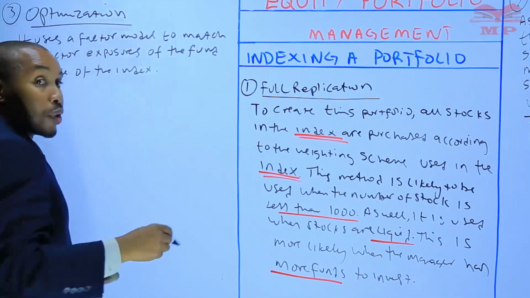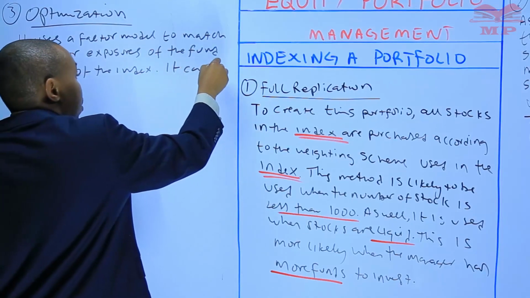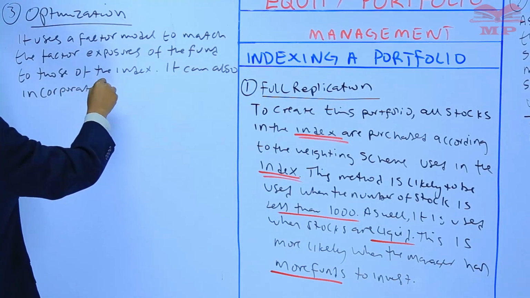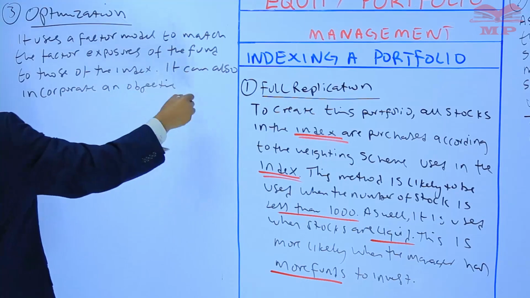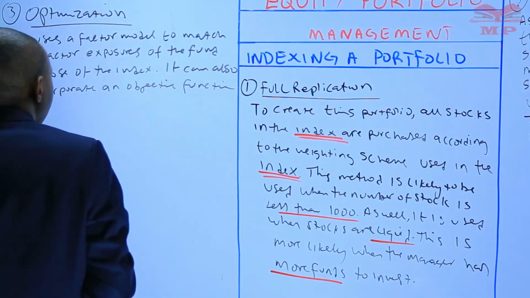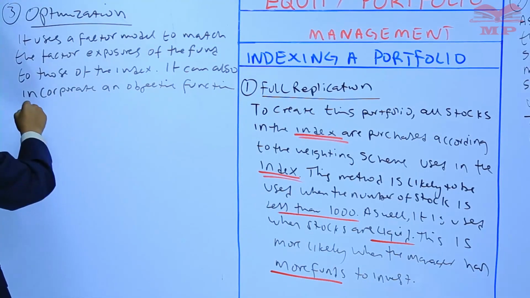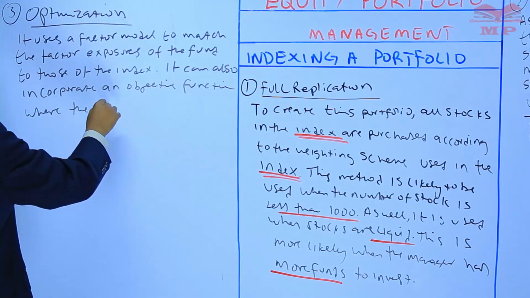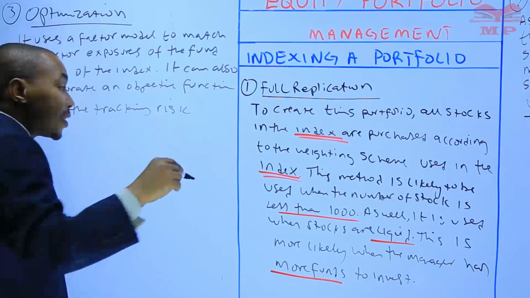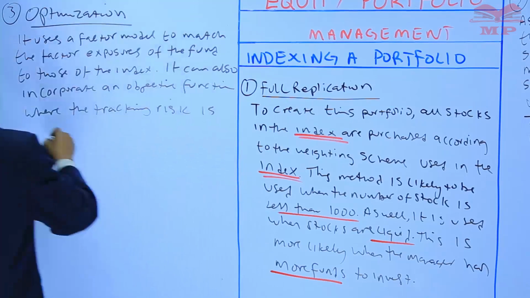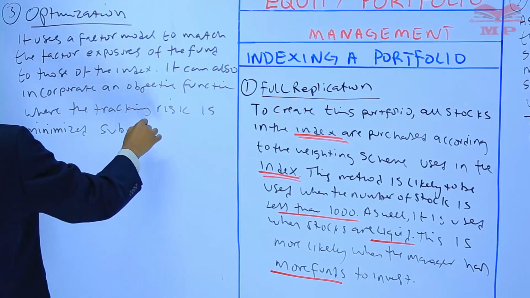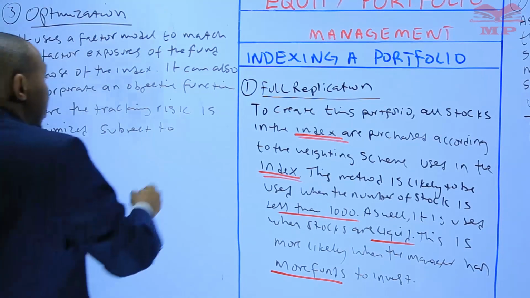It can also incorporate an objective function where the tracking risk is minimized, subject to certain constraints.